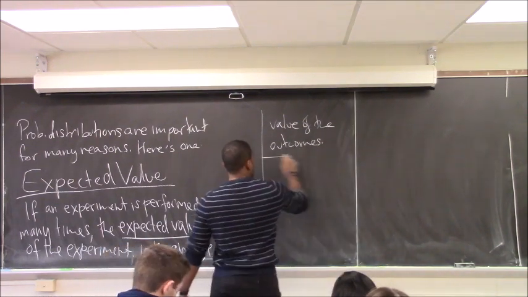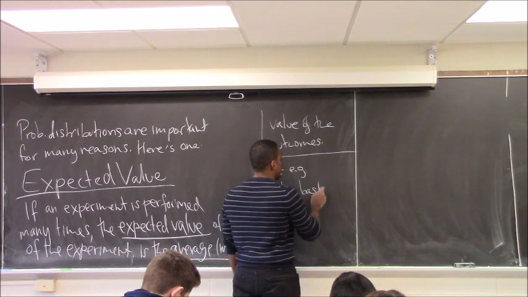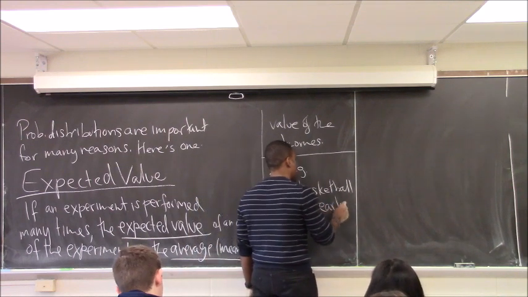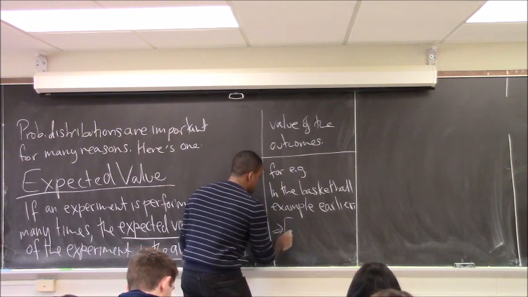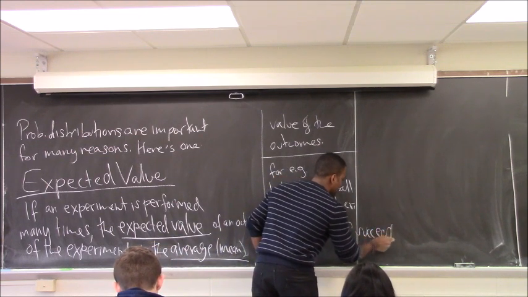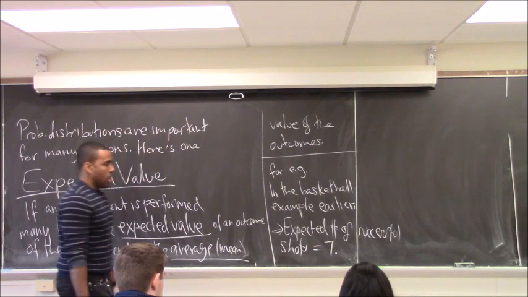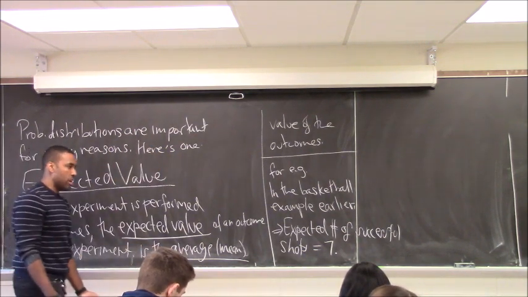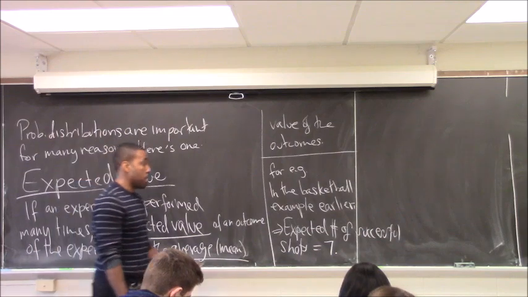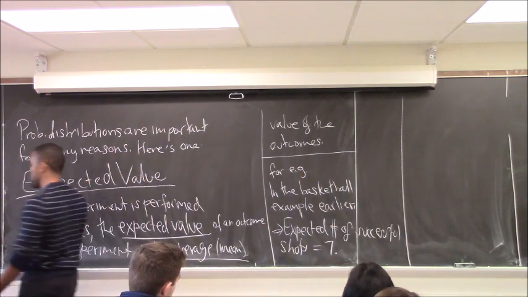So, for example, in the basketball example we did earlier, I can say the expected number of successful shots was 7. On average, this guy makes 70% of the shots he takes, so out of 10 attempts, I would expect him to make 7. If I wanted to bet how many this guy is going to make out of 10 shots, my bet would be 7. That would be the expected value. So this is called an expected value.